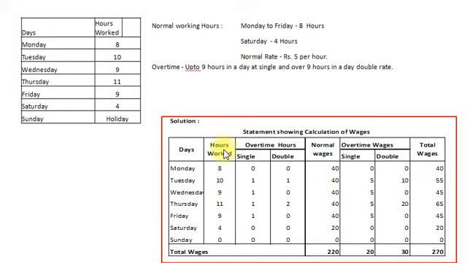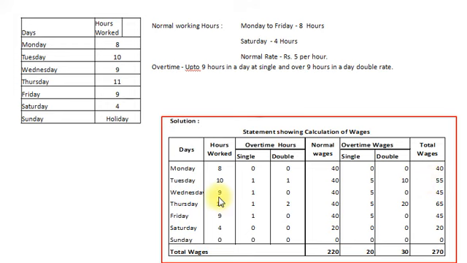On Tuesday our hours worked 10, so overtime up to 9 hours in a day is at a single rate. So here single rate would be 1 hour, that is 8 plus 1 is 9, and the remaining 1 hour is for double rate. So our normal wages would be 8 hours multiply 5, that is 40. For single rate 1 hour multiply 5, that is 5, and for double rate 1 hour multiply by 10, that is rupees 10, and our total wages amount to rupees 55.